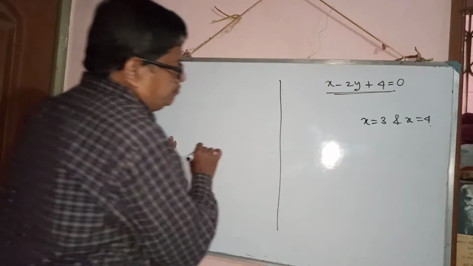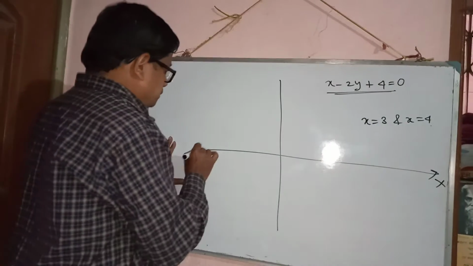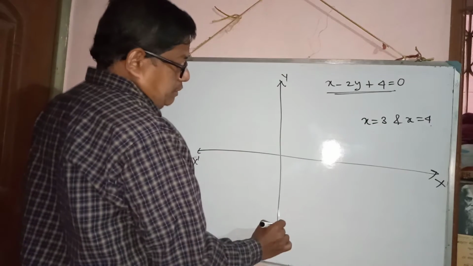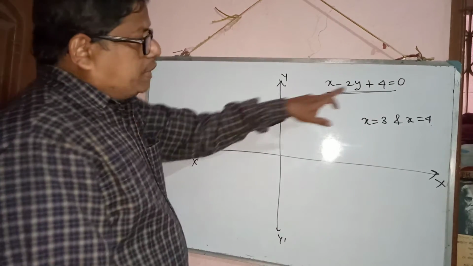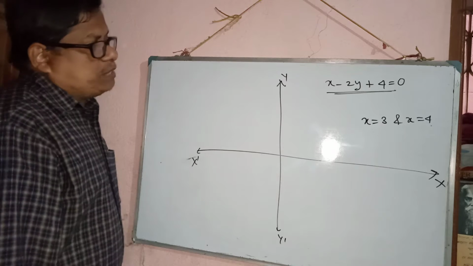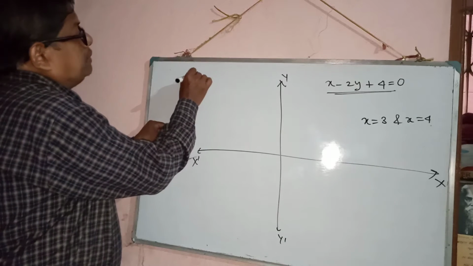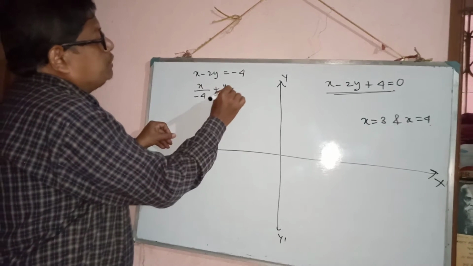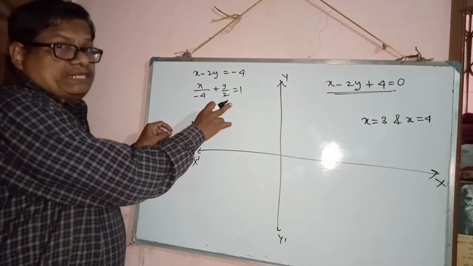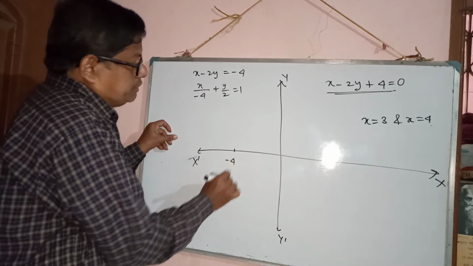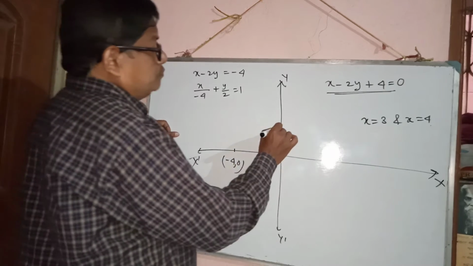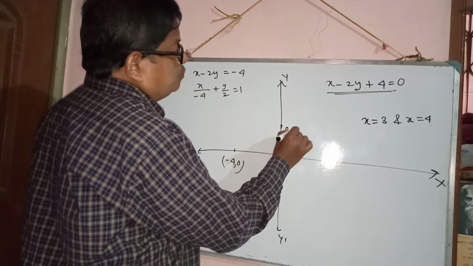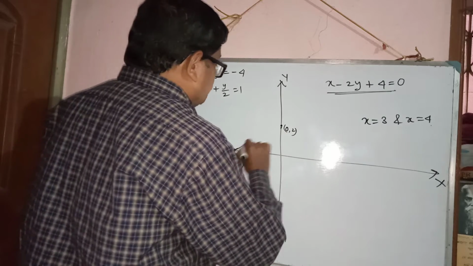See, x-axis, y-axis. First you do the line: x minus 2y plus 4 equal to 0. Here, x minus 2y equals minus 4, so x by minus 4 plus y by 2 equal to 1. So the intercepts are minus 4 and 2, that is the points minus 4, 0 and 0, 2.